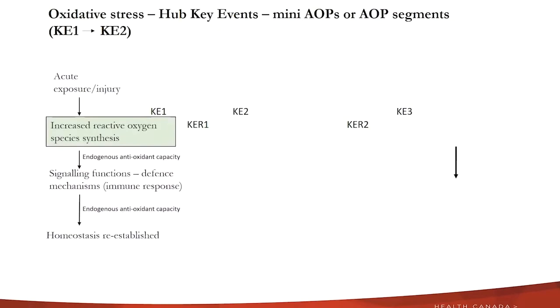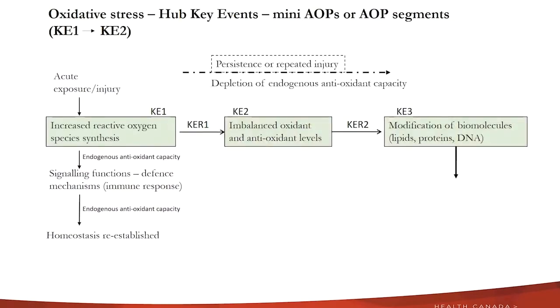So for example, oxidative stress can be broken down into 3 hub KEs, as you can see here, which reflect the different levels of damage. And to observe injury at tissue level resulting in detrimental effects, these 3 events may need to occur. So again, in an acute scenario, just an increase in ROS synthesis may not be sufficient to see injury at the tissue level, maybe at the cellular level.